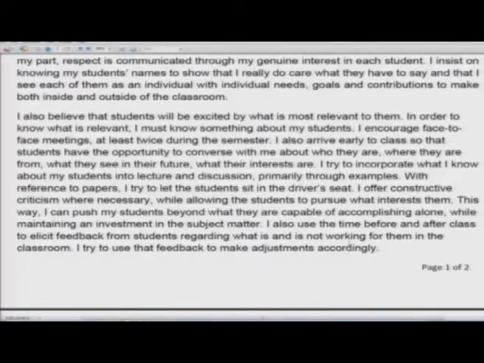I try to use that feedback to make adjustments accordingly. So, here in the previous paragraph, the writer says I try to know individual needs and goals. So, that is elaborated upon. So, the candidate says I come early, I talk to students about even their future, their interests. So, something outside the course material.